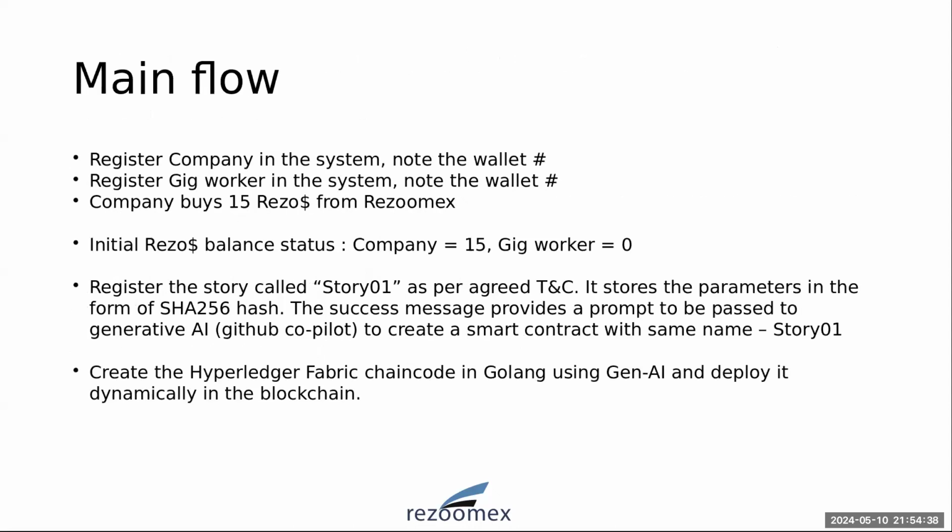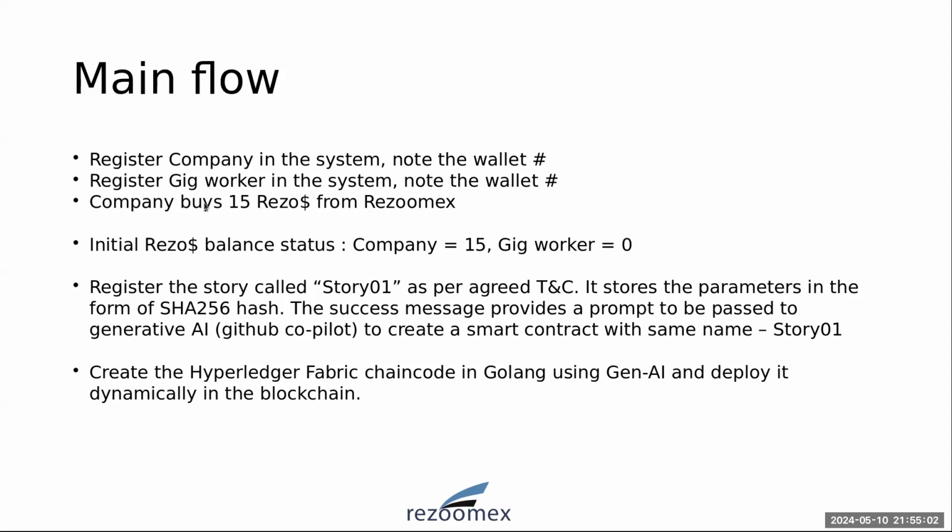So the flow. I'll be doing these steps next after this. Just a recap of what I'll be doing. Initially, we have to register these people, right? We will be registering the company in the system, because only when you register you get a wallet. Otherwise you can't get paid, right? You need a wallet. So you register the company and the gig worker.